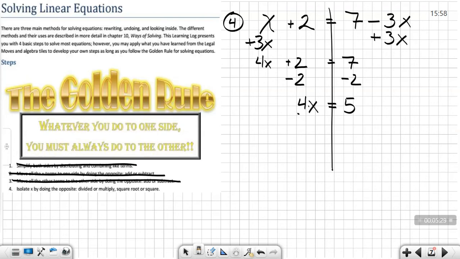Isolate x. It's 4 times x. Opposite of multiplication is division. So I will divide by 4 on that side. What I do on one side, I must do on the other. I find x is equal to 5/4.